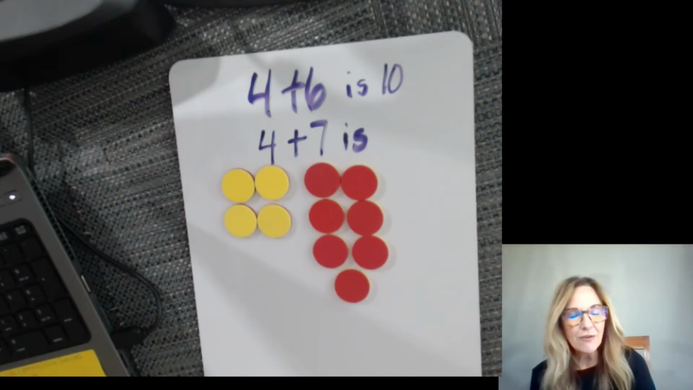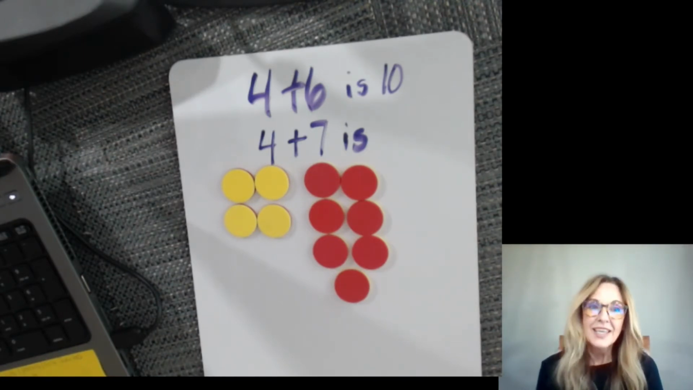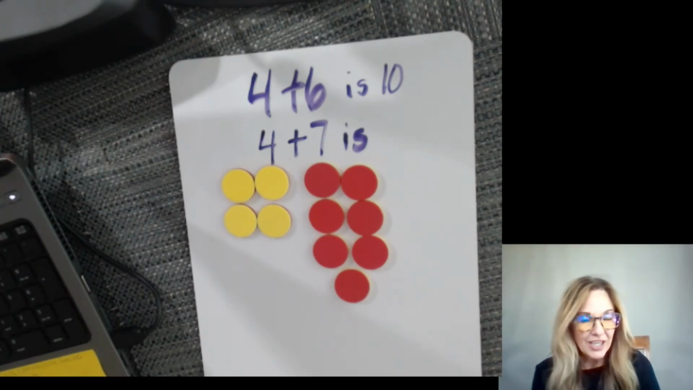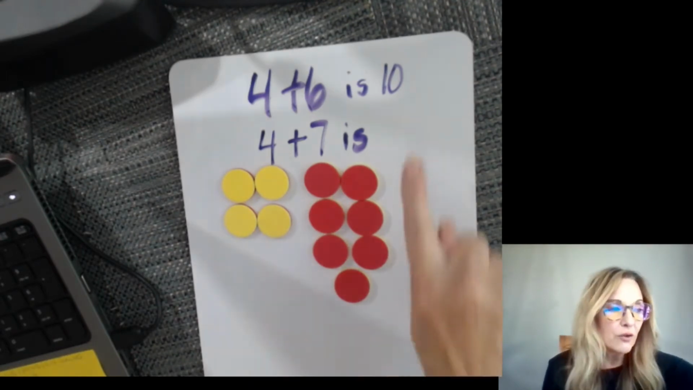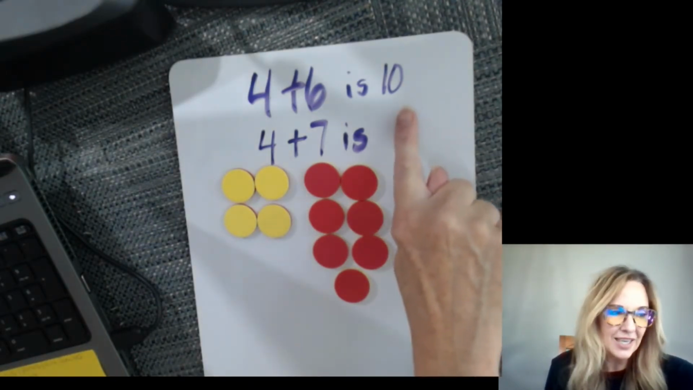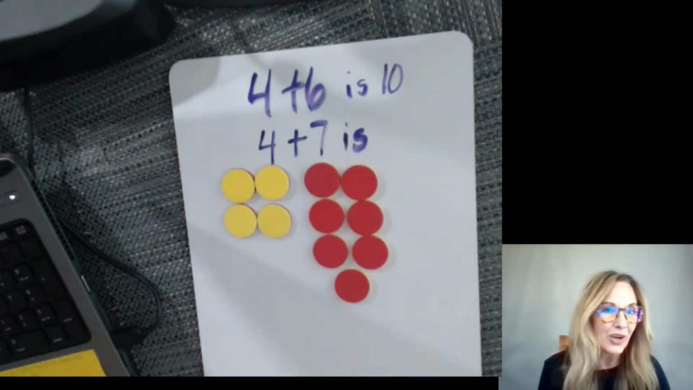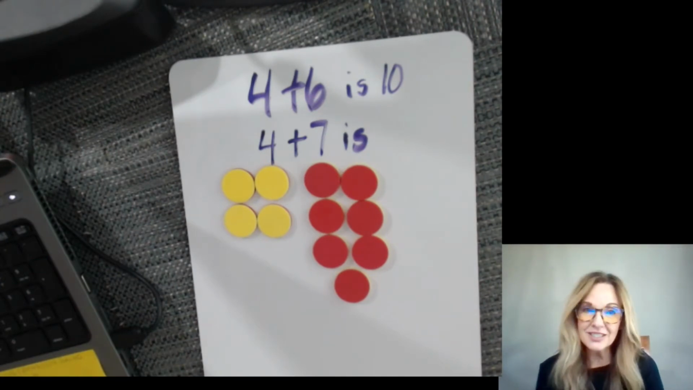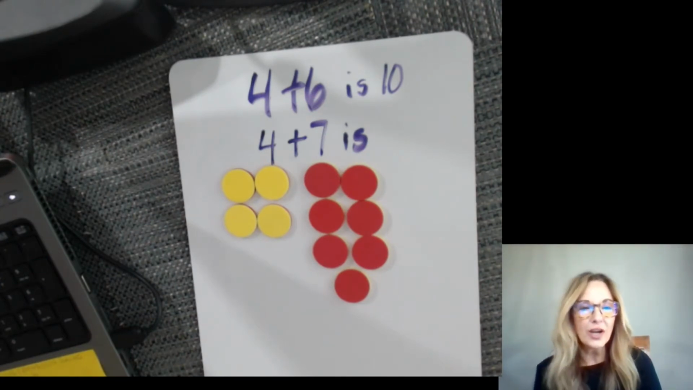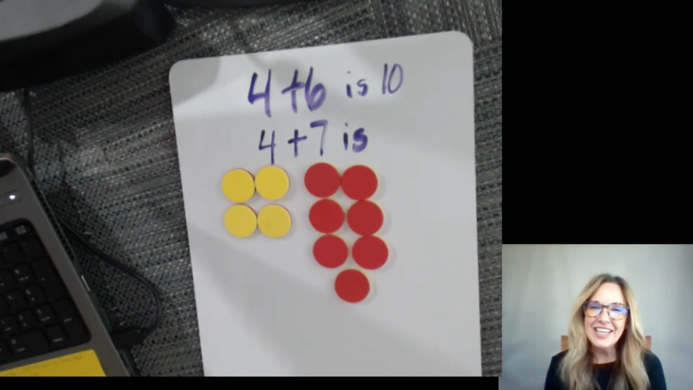How can we figure out how many? Let's use our strategy of thinking about what we know to help us find what we don't know. So what do we know? We know that 4 and 6 is 10, and we know that 7 is 1 more than 6. So if 4 and 6 is 10, then 4 and 7 is, yes, 11.